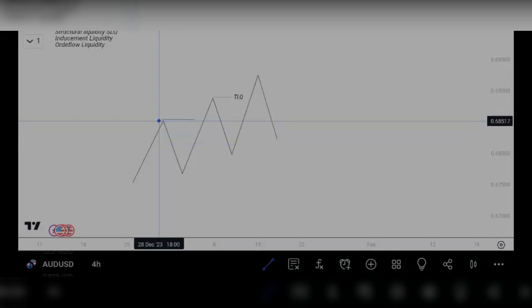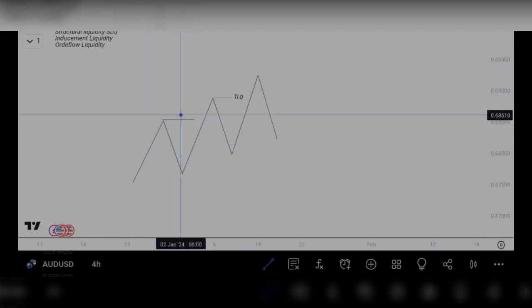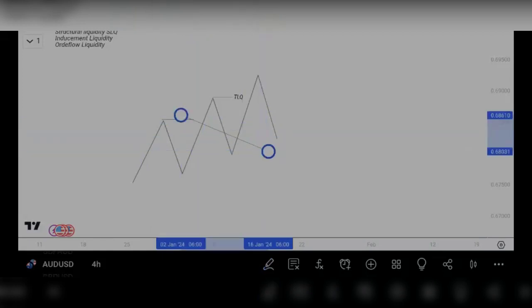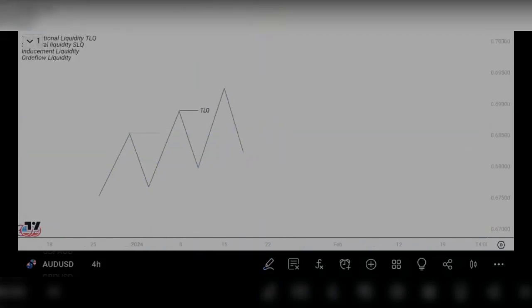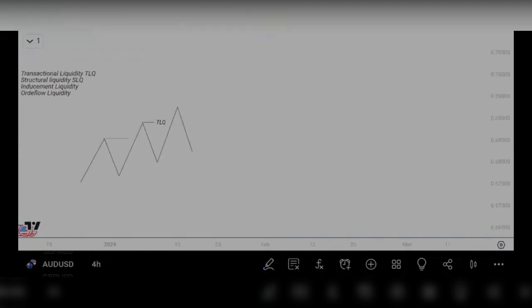The higher highs is a form of what? Liquidity. CLQ, transactional liquidity. And that is it on transactional liquidity. Now, when we are talking about the other form of liquidity, which is structural liquidity.